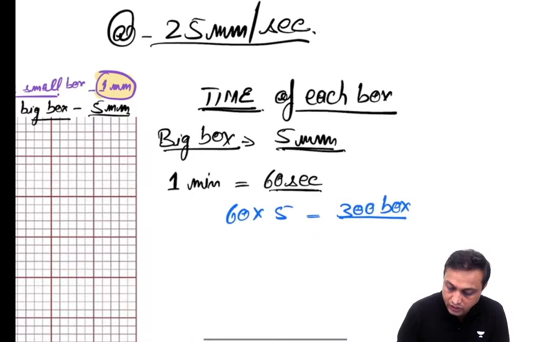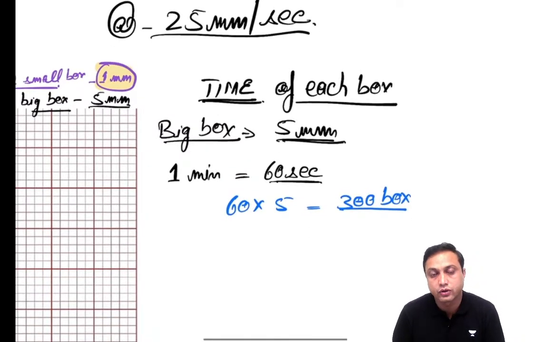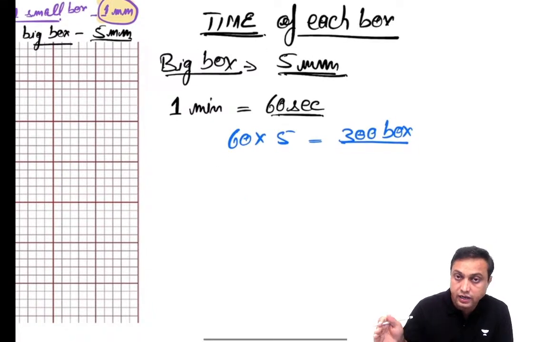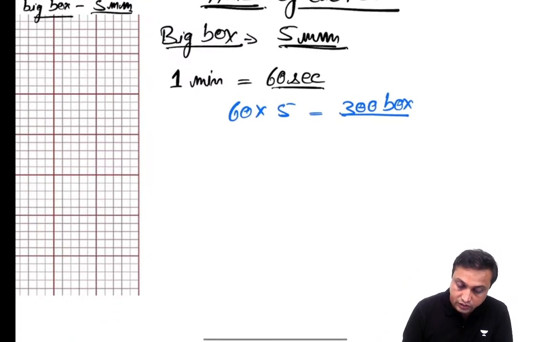But this is not the answer over here. I am just going to calculate over here time. I repeat, one big box has how much size? 5 millimeter. Why 5 millimeter? Because we know that this one big box has how many small boxes? 5 small boxes, and each small box is how much? 1 millimeter. 1 minute has how many seconds? 60 seconds. So 60 into 5 is equal to 300 boxes, right? It's not just the time, it is just that I am answering my previous question. Now let's calculate over time.